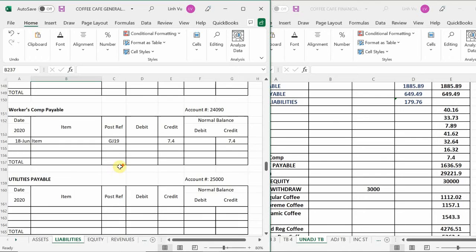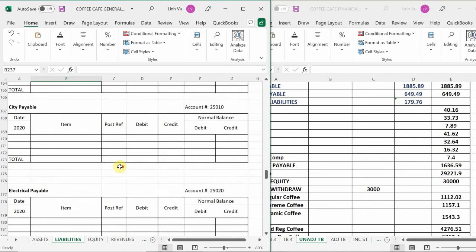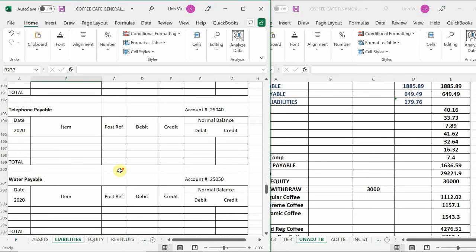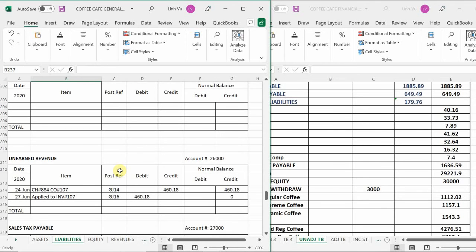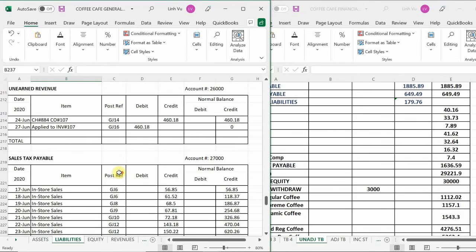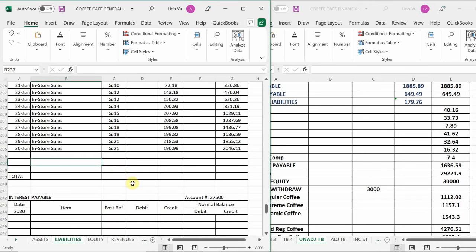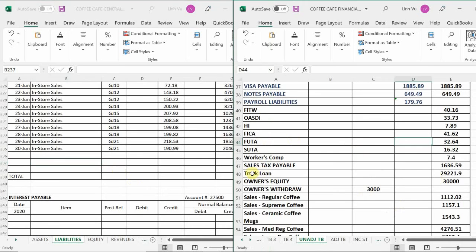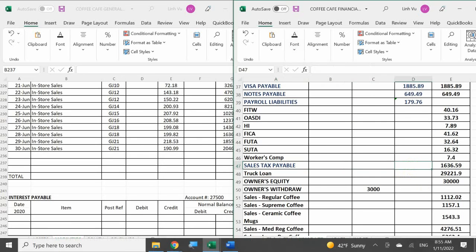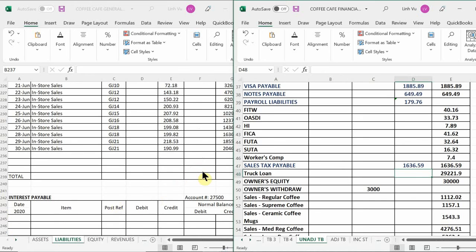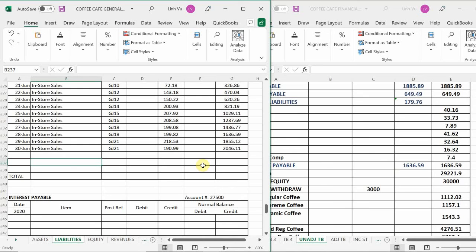Let's see. Utilities liabilities, we don't have any, right? We haven't started to pay for rent yet, so nothing there. Unearned revenue is 0, okay? Sales tax payable would be my next main account. So sales tax payable, which is right now currently $2,046.11.